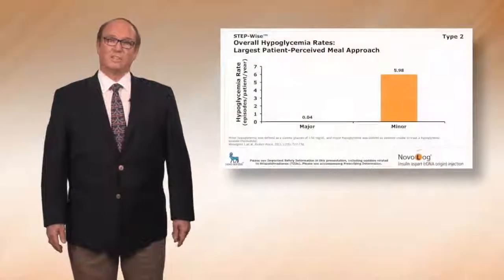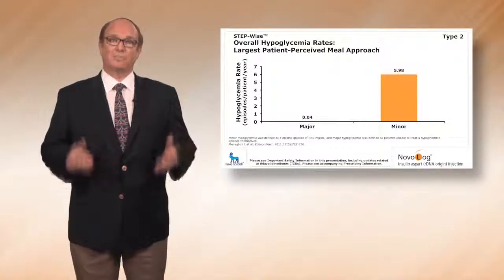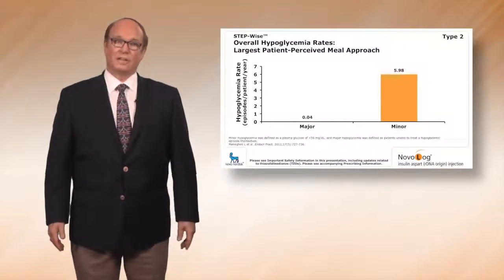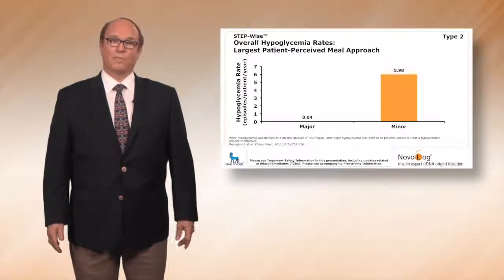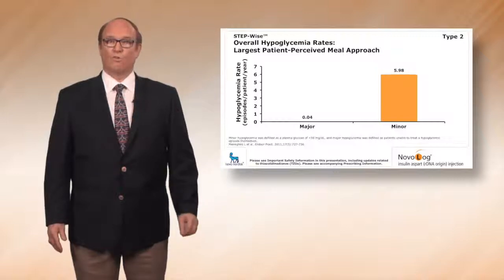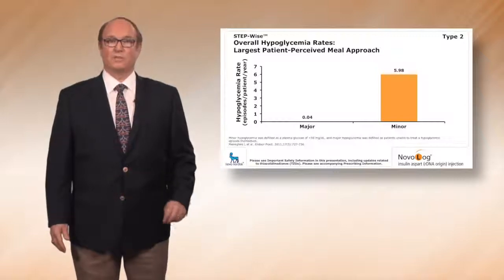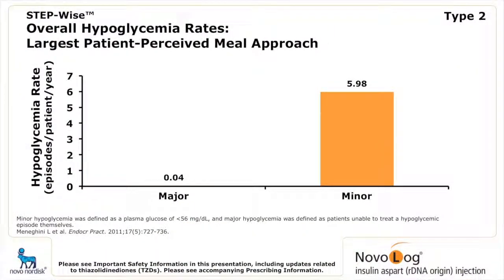Among patients using this stepwise approach of first introducing Novolog at the meal patients perceived to be the largest meal of the day, major hypoglycemic episodes, defined as requiring third-party assistance, occurred at a rate of 0.04 episodes per patient per year. Minor episodes, in which plasma glucose was equal to or fell below 56 milligrams per deciliter, but was managed by the patient, occurred at a rate of about 6 episodes per patient per year.